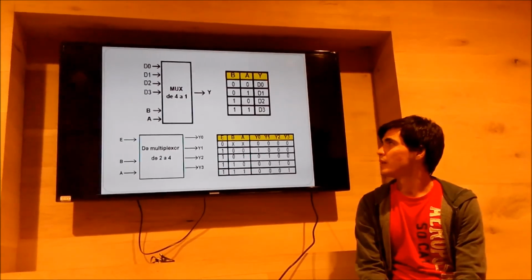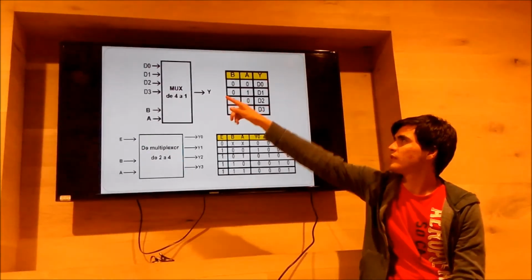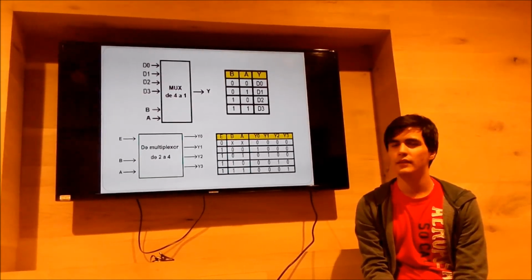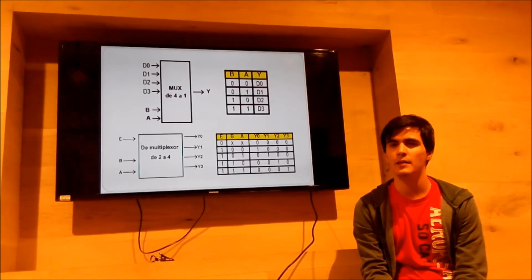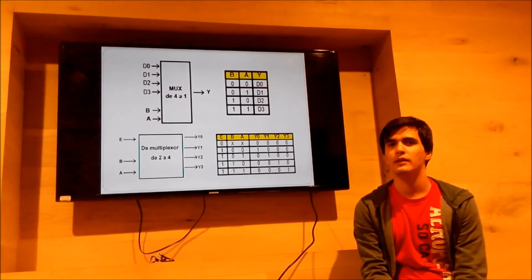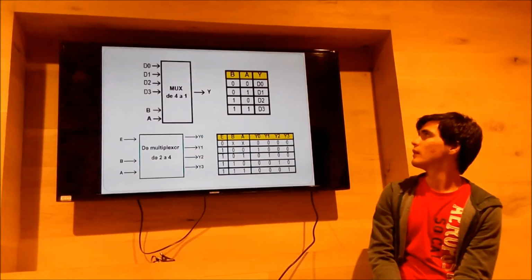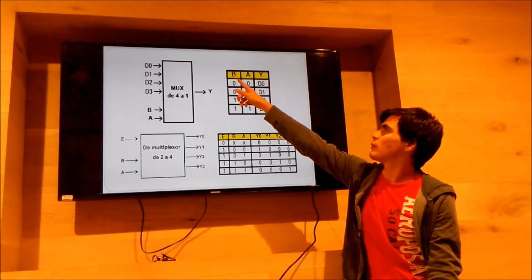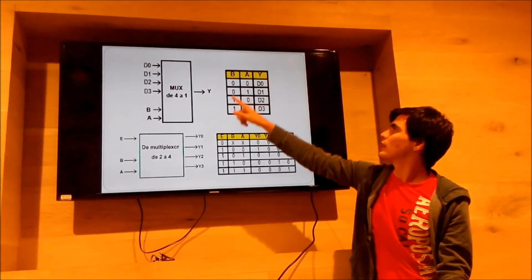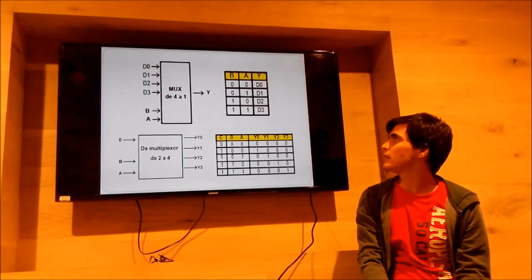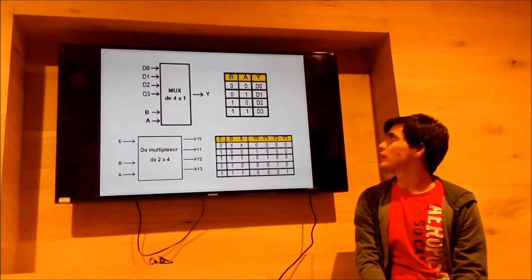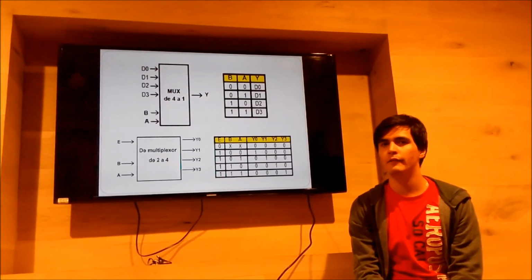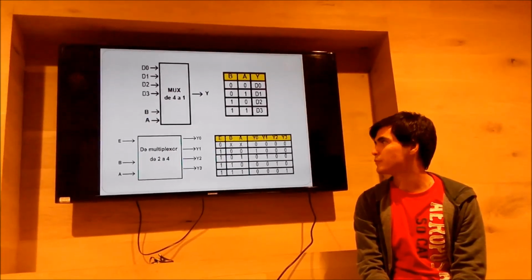Here we have an example. We have the 4 inputs, D0 to D3, and we have the selective lines that are A and B. And we have the output that is the letter Y. What you will have in the output depends on what you have in the selective lines. If you have 0, 0, you will have D0 in the output. If you have 0, 1, you will have D1. If you have 1, 0, you will have D2. And if you have 1, 1, you will have D3 in the output.